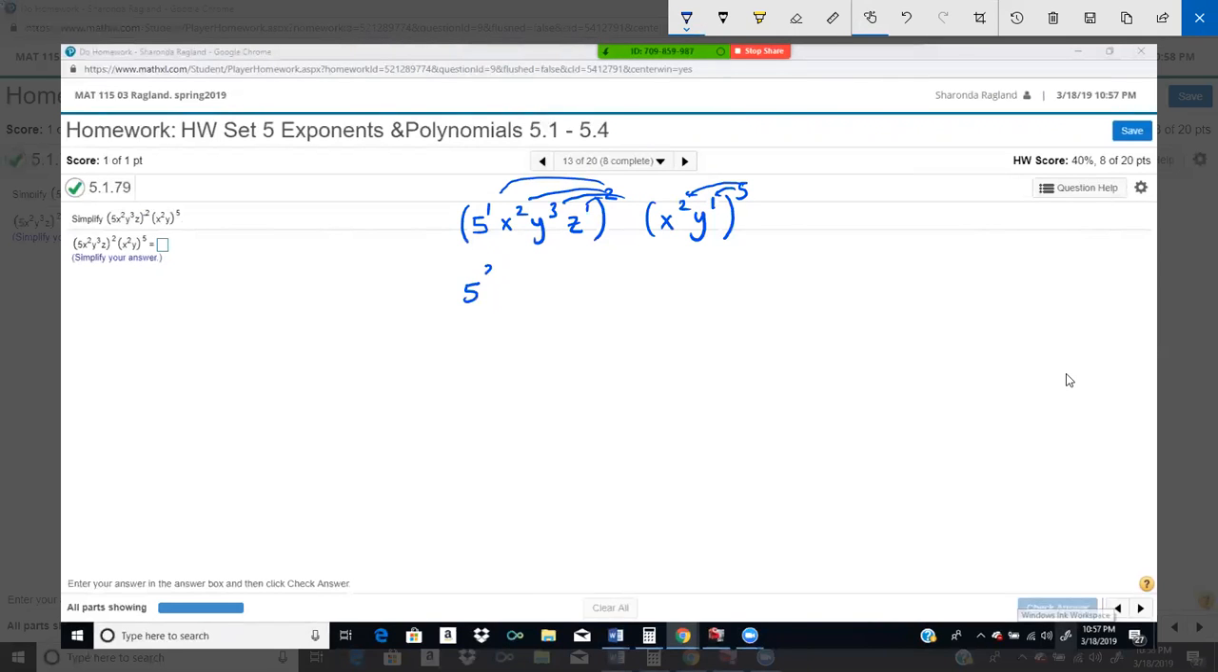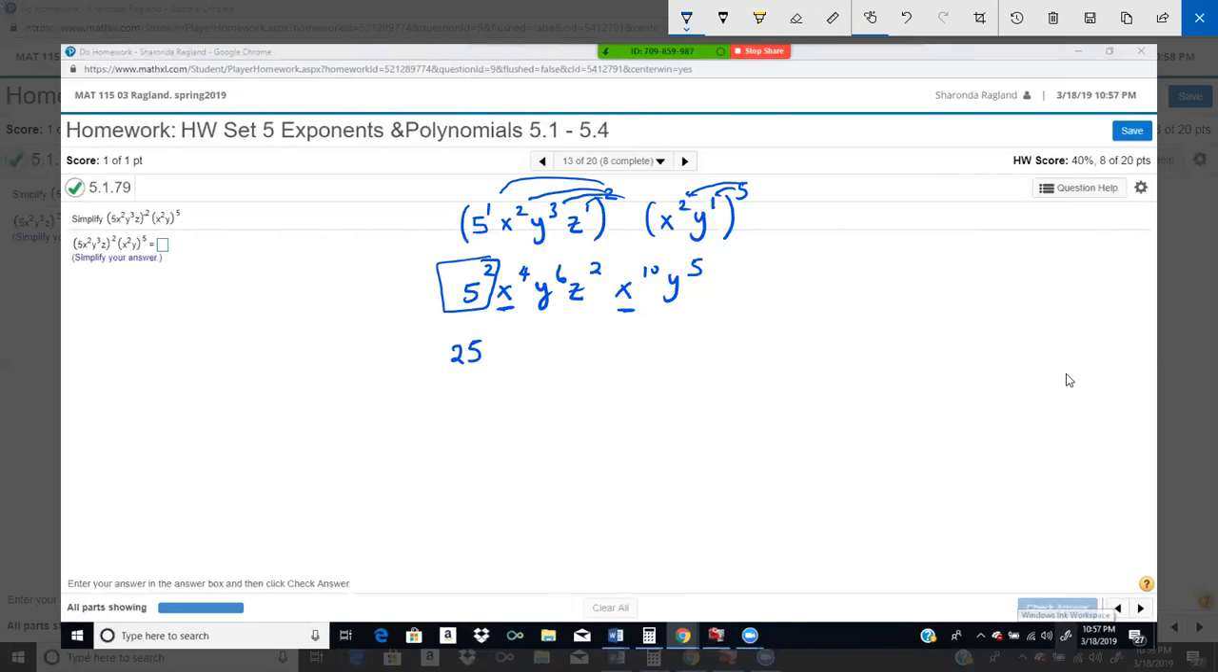So we have 5 squared, x to the 4, y to the 6, z squared. And then here, x to the 10th, y to the 5th. Now, looking here, this is all multiplication. You have like bases, okay, we have x and x. Now, notice also that we have 5 squared. 5 squared is a small number, so since 5 squared is a small number, you can go ahead and simplify that. 5 squared means 5 times 5, so you get 25.